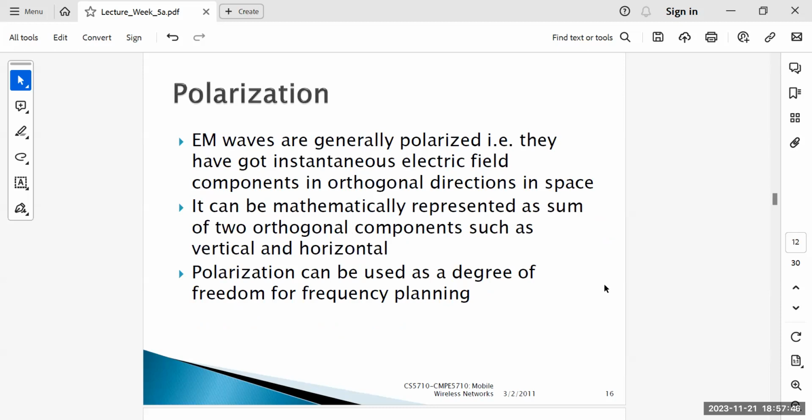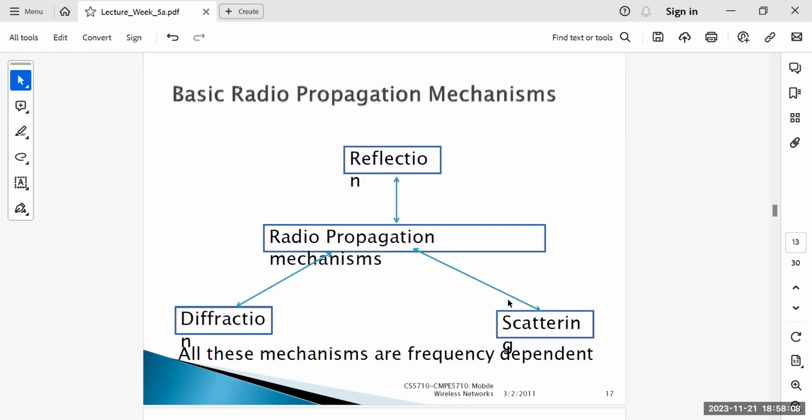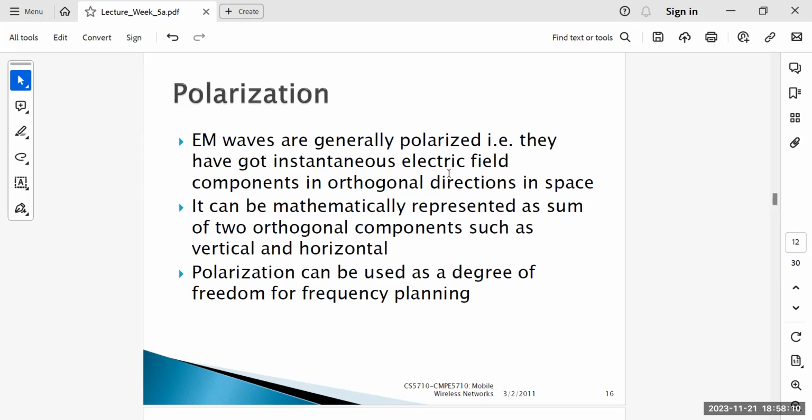Polarization. When we say polarization, electromagnetic waves are generally polarized. They have got instantaneous electric field components in orthogonal directions in space. It can be mathematically represented as a sum of two orthogonal components, such as vertical and horizontal. Polarization can be used as a degree of freedom for frequency planning. So why we are talking about polarization?